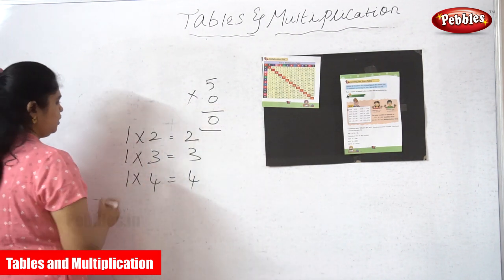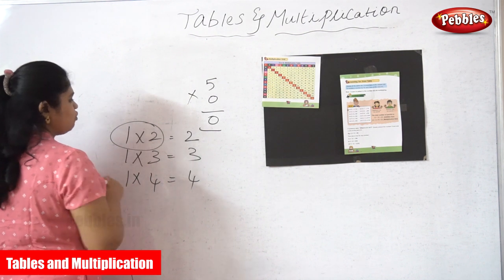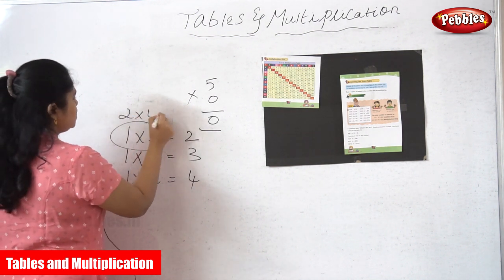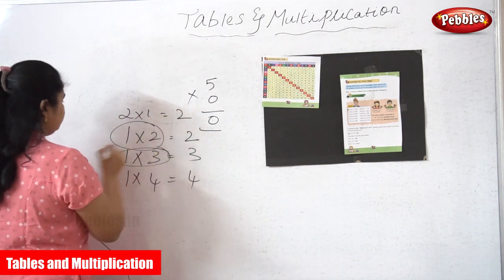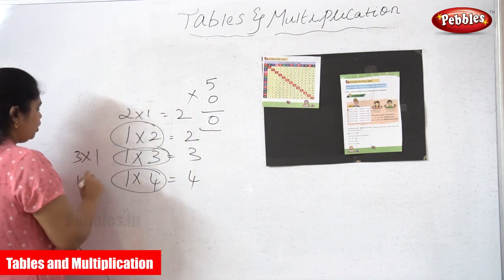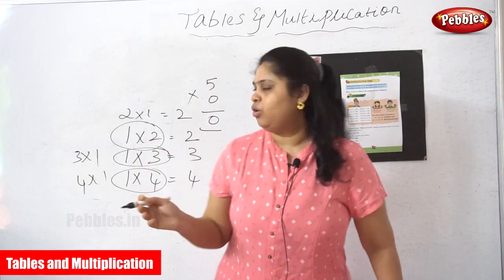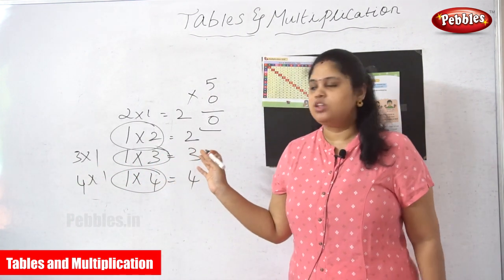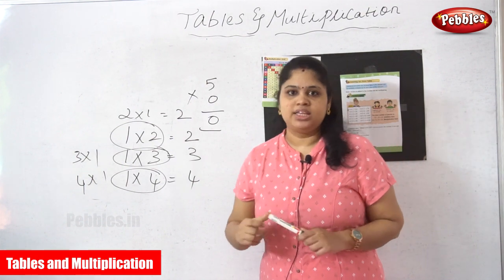What does that mean? Instead of 1 into 2, 2 into 1 is equal to 2. Instead of 1 into 3, 3 into 1 is 3. Instead of 1 into 4, 4 into 1 is equal to 4. So in the case of vice versa also, the answer will remain the same.